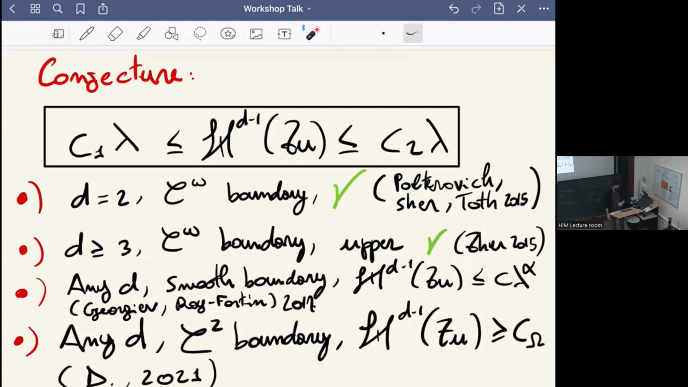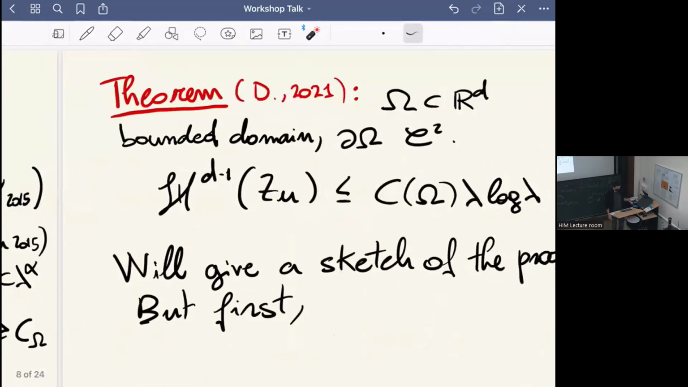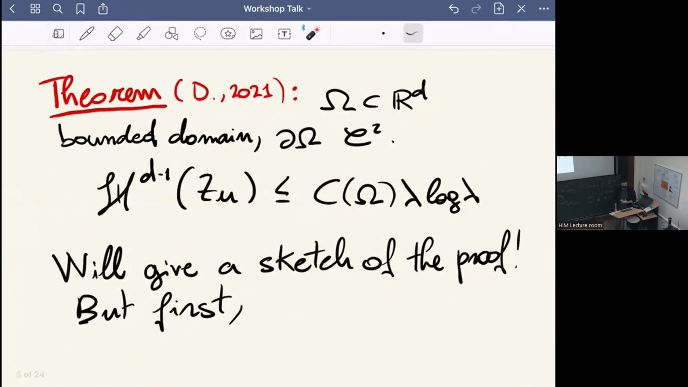But the main focus of the talk will actually be on a recent result for upper bounds, which I can say in this way. I'm taking a bounded domain, and I require the boundary to be C2. Actually, probably what I need is C11, but okay. Still too regular, I guess.